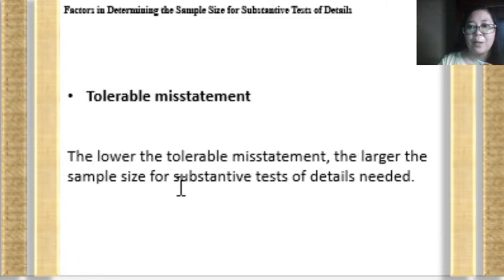Okay, so the lower the tolerable misstatement, the larger the sample size, because in this case, the auditor should make sure that indeed there is lesser misstatement. But again, this will depend on what will come out of his evaluation.